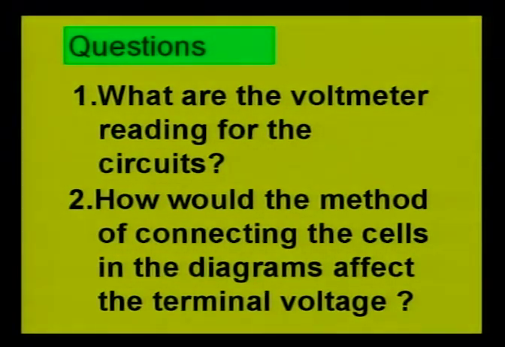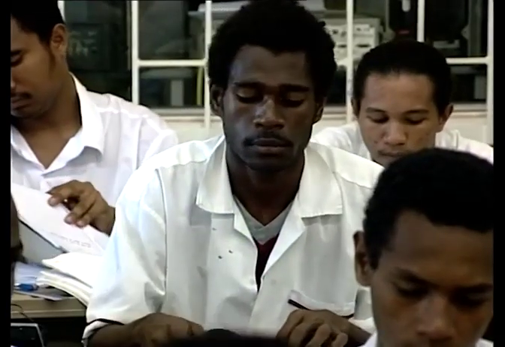For number 2, our explanation would be if 2 cells are connected in parallel, the sum of their voltage will be divided by their average, which is 2. So therefore, we got 1.5 volts. All right, that is his explanation of connecting 2 cells in parallel.